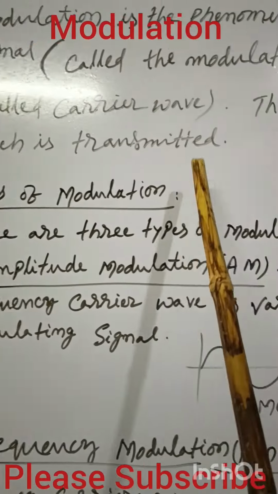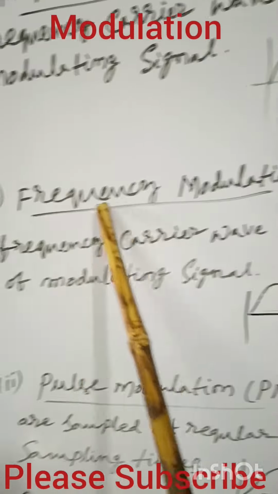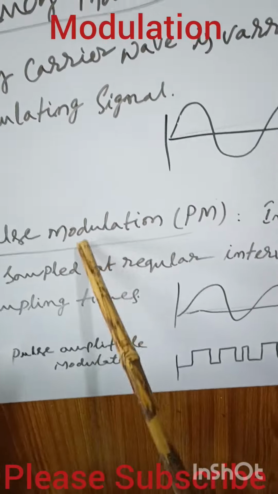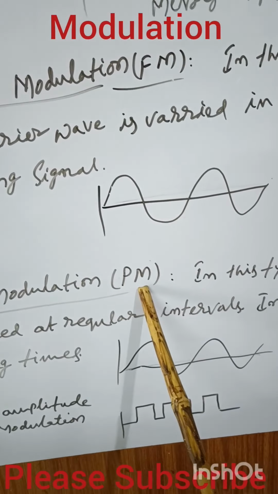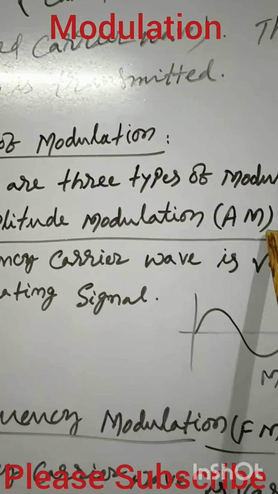We will see the types of modulation. There are three types of modulation: amplitude modulation AM, frequency modulation FM, and pulse modulation PM. In pulse modulation, there are again two types: pulse amplitude modulation and pulse code modulation. Then we'll see what amplitude modulation is.